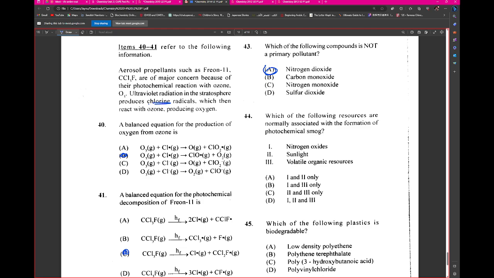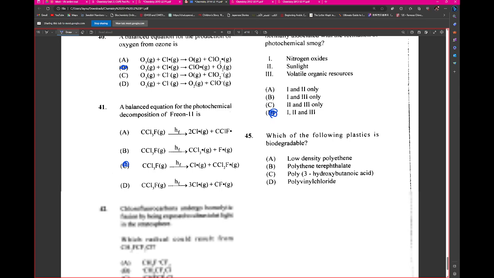Would it be all of them, or would it be 2 and 3? All of them. All right, so it'd be all of them. This is repeated as well, I believe. 45. Which of the following plastics is biodegradable?